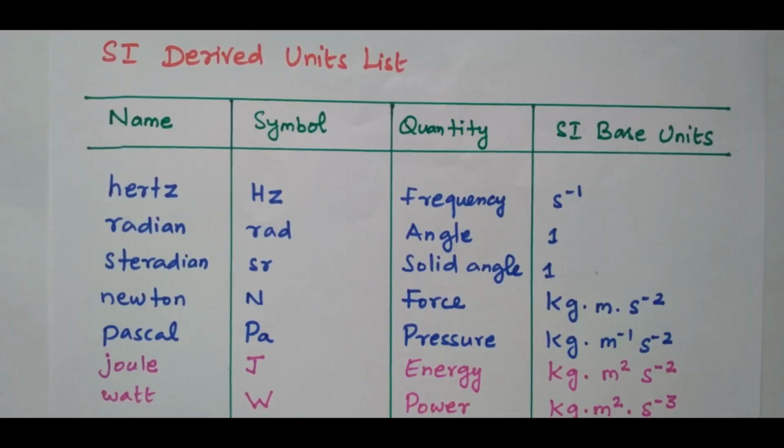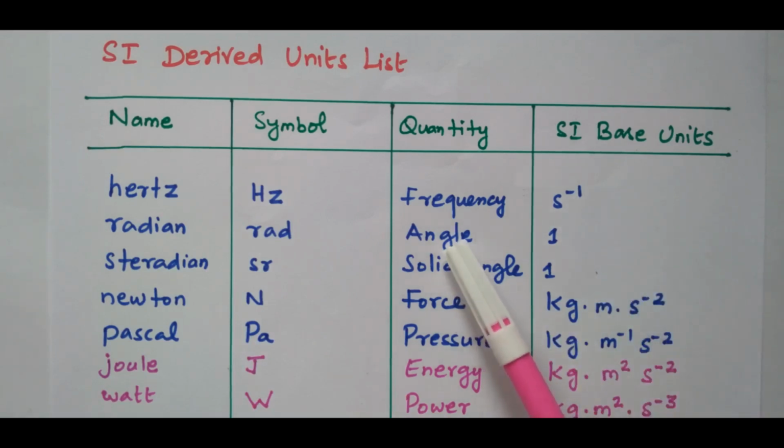Okay, now we'll see the derived units one by one. So this is the name, symbol, quantity, and SI base units. From which base unit are we getting this? That is nothing but the SI base unit. It's a combination of one or more base units. The first one is hertz. The symbol is Hz. The quantity is frequency. Frequency is measured in the unit hertz, represented by Hz. The base unit is s to the power minus 1.